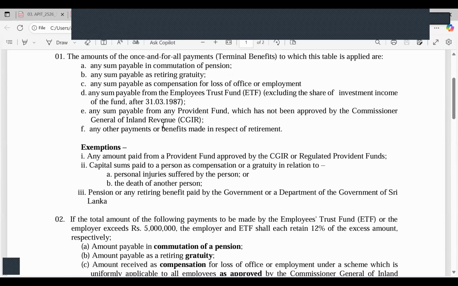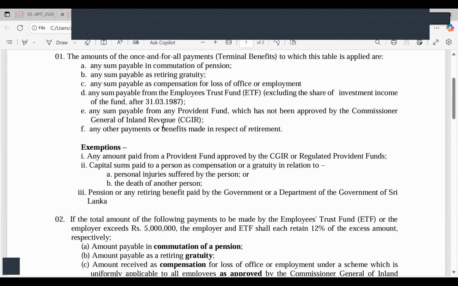Here, any amount paid from a provident fund approved by the CGIR or a regulated provident fund is tax exempt. So if income is received from an approved provident fund, it is tax exempt. The interest part of the ETF is tax exempt. So neither of these two comes here.